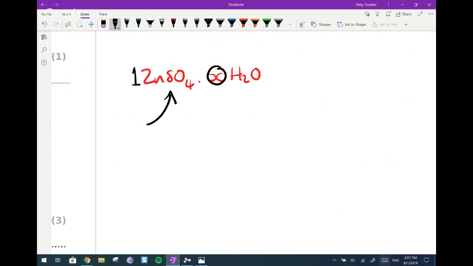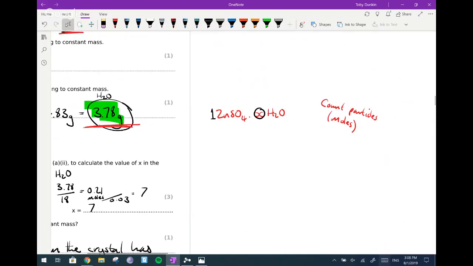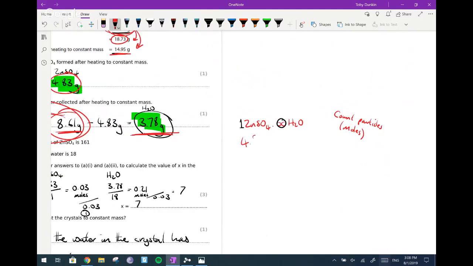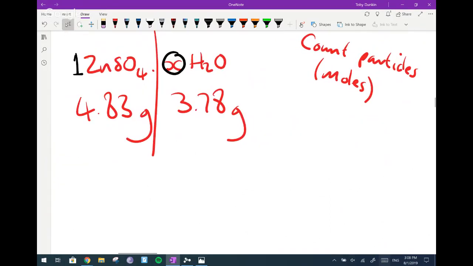What I need to do is count particles. And if I want to count particles, I want moles. I want to count how many waters there are compared to how many zinc sulfates there are. So let's count them. Well, we just worked out in the previous questions that the zinc sulfate was 4.83 grams. That was just that big. And the water was 3.78 grams. Just the water. Well, grams is no use to me. I need moles. So they told us that the MR was 161, and everyone knows that the water's MR is 18.